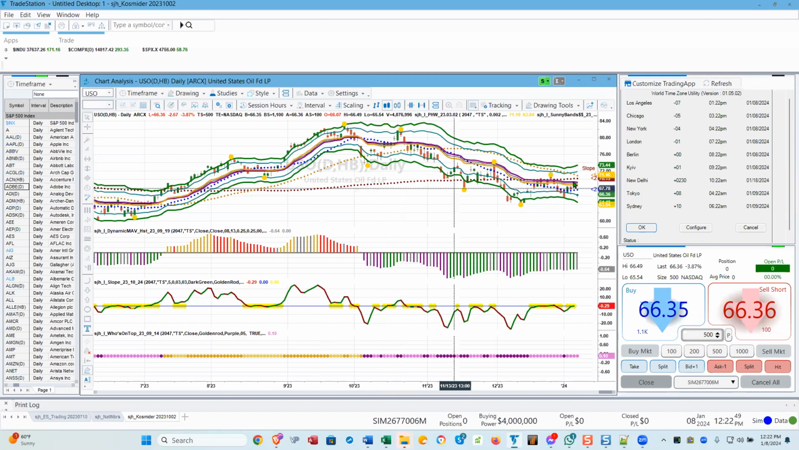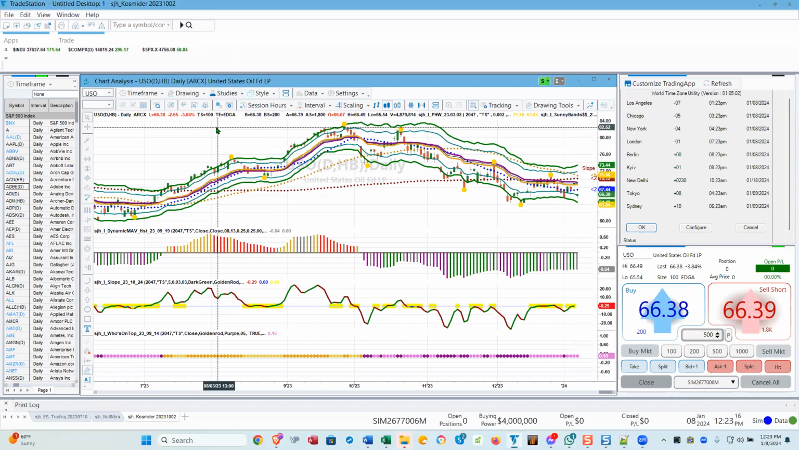So we've got a flat DMA. We've got price coming up and hitting the DMA. Purple's on top. Price falling down to the lower outer band and then bouncing back up to the DMA with purple still on top. I think we're going down some more. Not real sure of that, but that's what I'm thinking.